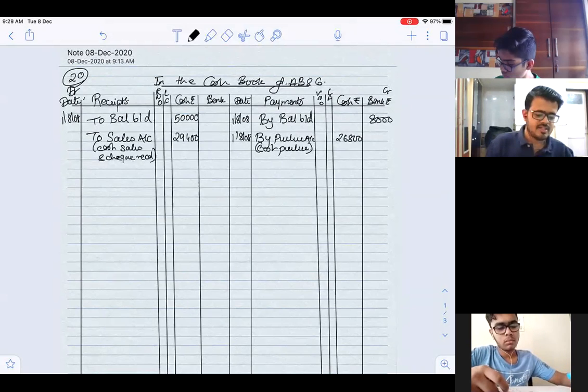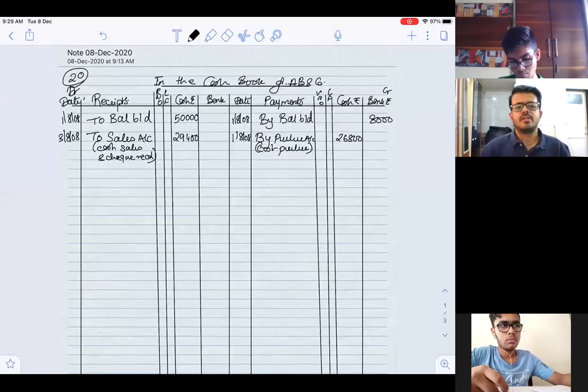Cash sales and check receipt. So this is nothing but goods sold on cash basis. This is happening on 3rd of August. Okay. So यहाँ तक क्या हुआ?